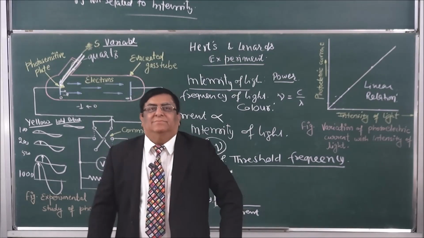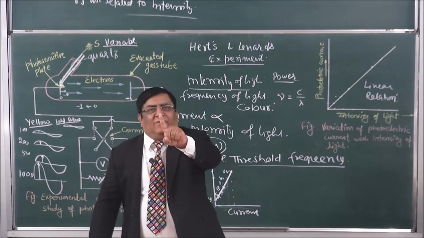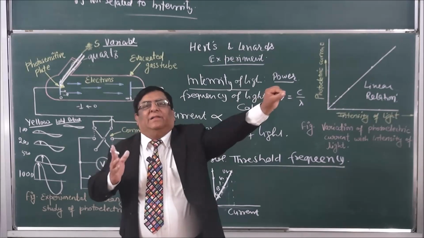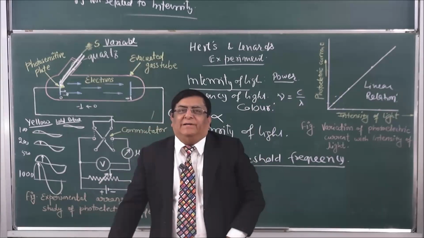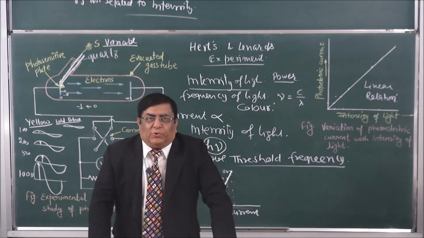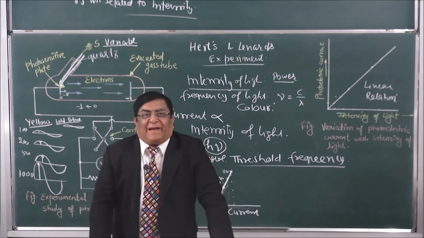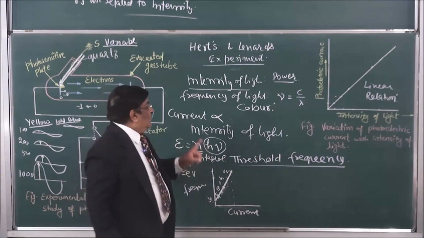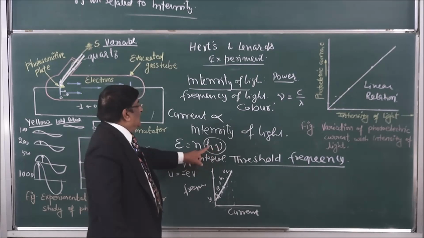ब्लू कलर। तो ब्लू कलर का एक सिंगल फोटोन भी आएगा, एक इलेक्ट्रॉन को हिट करेगा, उसको बाहर निकाल देगा, and that will flow current. So photon is the packet, that is the unit quantization of energy.